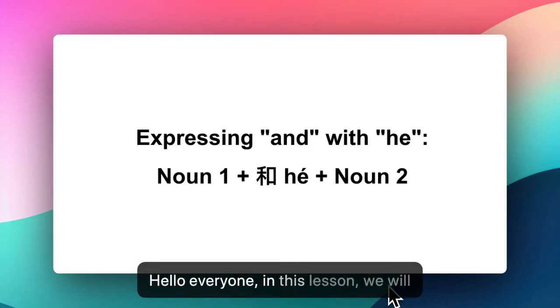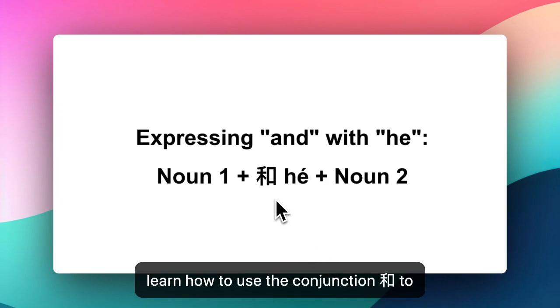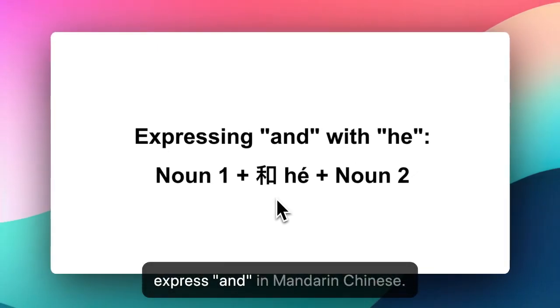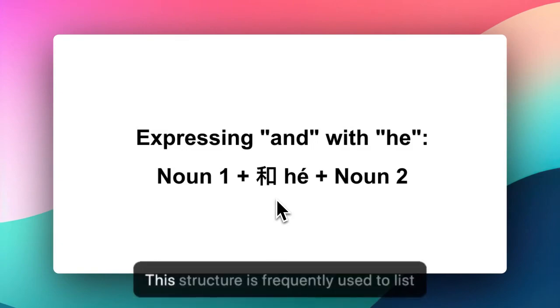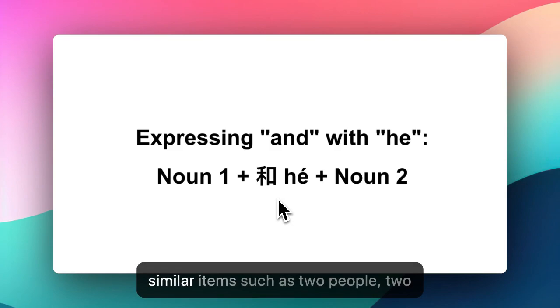Hello everyone. In this lesson, we will learn how to use the conjunction 和 to express and in Mandarin Chinese. This structure is frequently used to list similar items such as two people, two things, or two actions.